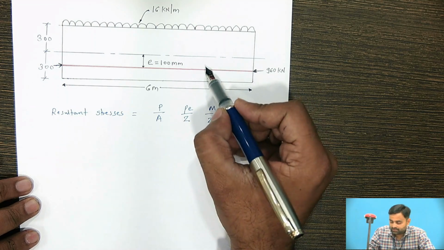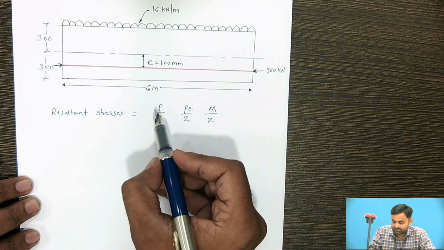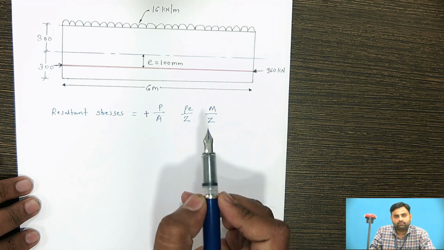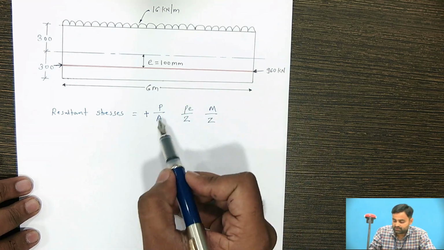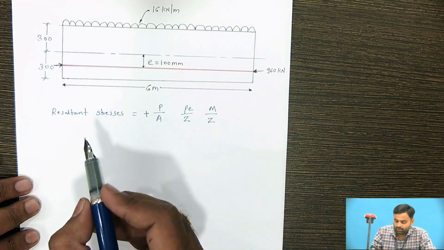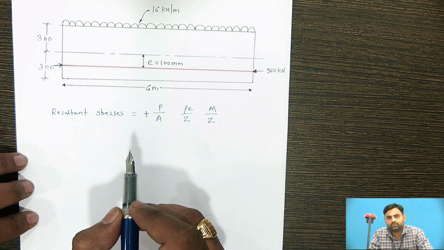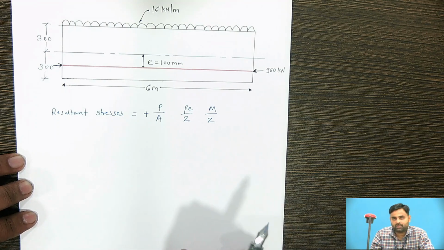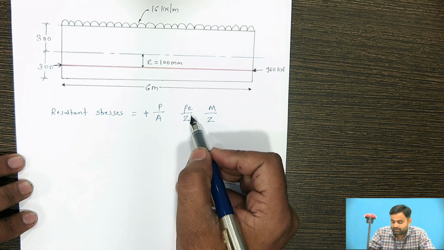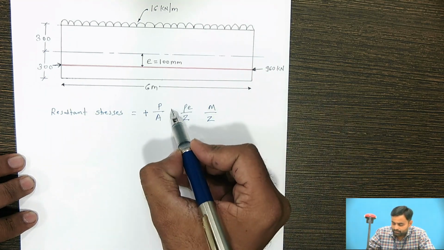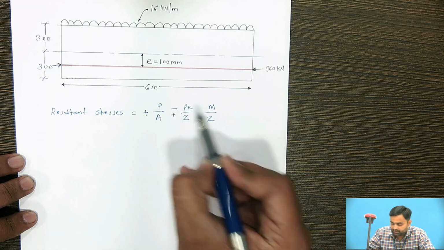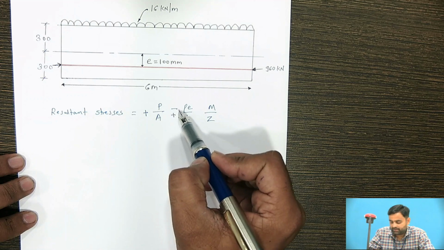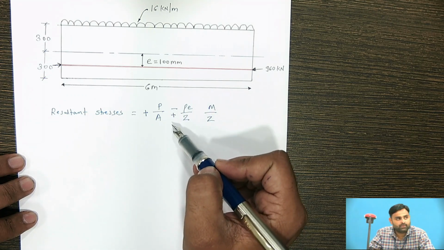As we can see here, the tendons are placed below the neutral axis. P by A is the direct stress which is always positive, whether you take it above the neutral axis or below the neutral axis. This is compressive, so it is positive. Remember that whenever the stresses are compressive, they are positive, and whenever the stresses are tensile, they are taken as negative. Here you can see P e by Z is negative at the top and positive at the bottom. The tension is created at the topmost fiber, so that is why it is negative at the top, and the compression is at the bottom fiber.